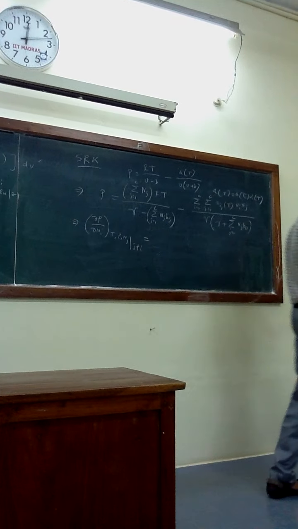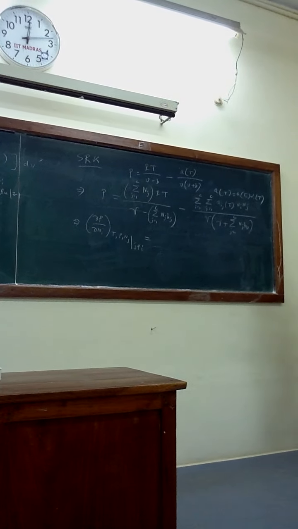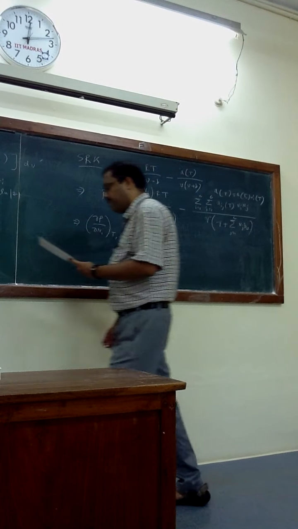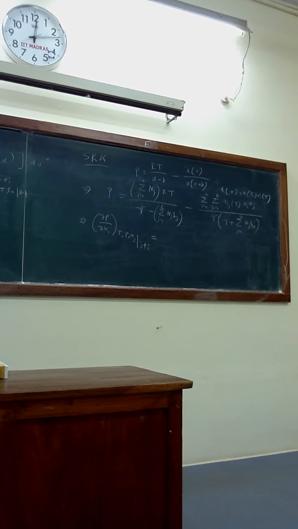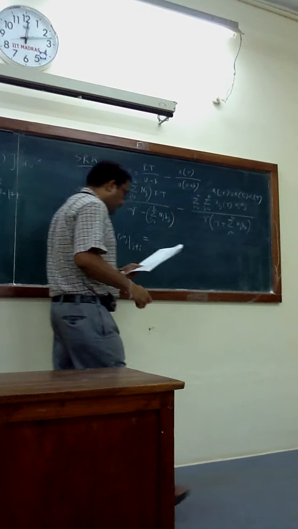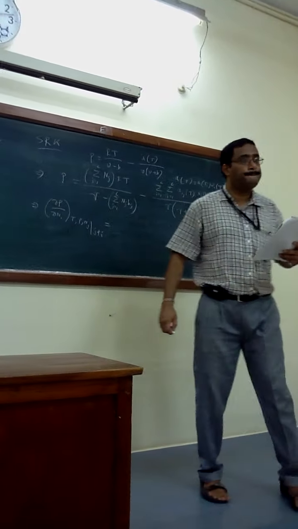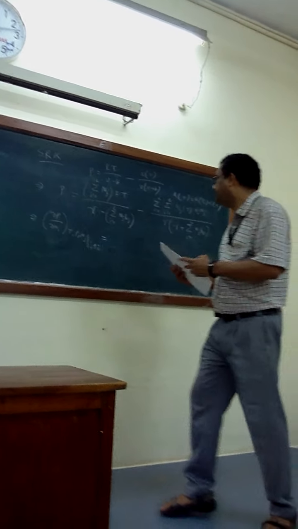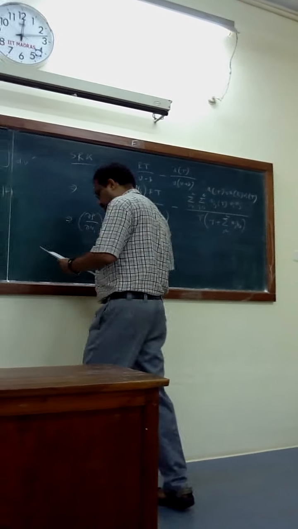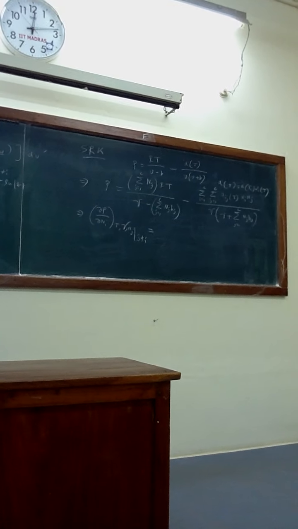Dou P by dou n_i at T, V, n_j, j not equal to i. What is that? That is the constant term. So the radial coefficient, the constant would be B.